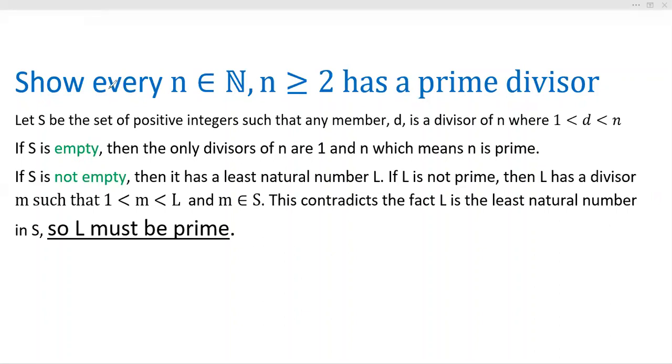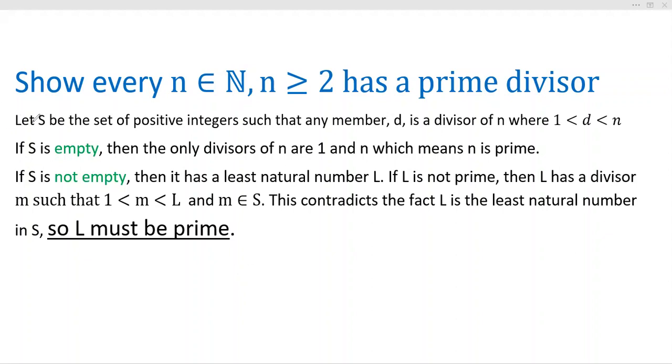Now, we're supposed to show that any natural number n greater than or equal to 2 has a prime divisor. 1 is not considered prime by convention. Now, I've seen it done 2 or 3 different ways, but I like this way in particular.